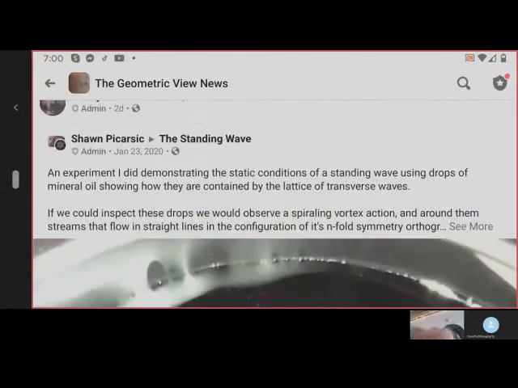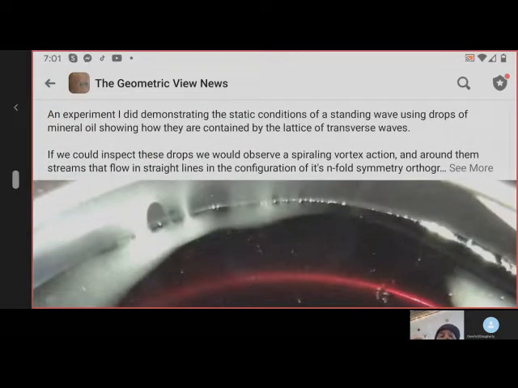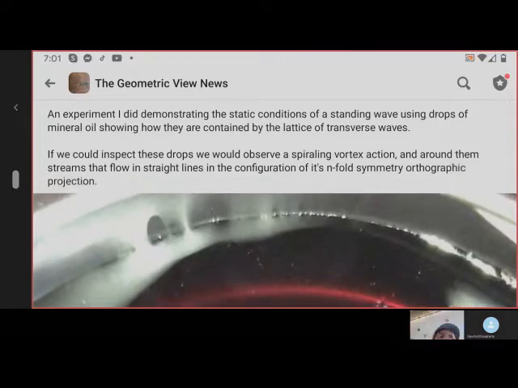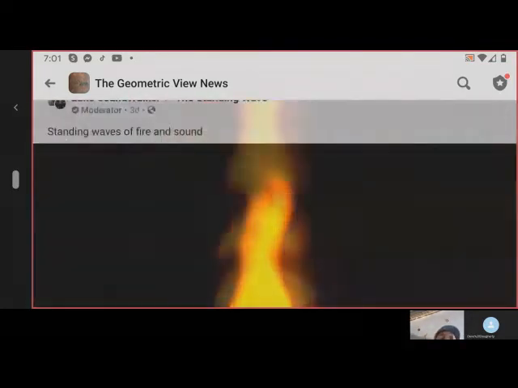And he goes on, this is Sean Pekarsik, friend of mine, an experiment I did demonstrating the static conditions of a standing wave using drops of mineral oil, showing how they are contained by the lattice of transverse waves. If we could inspect these drops, we would observe a spiraling vortex action, and around them streams that flow in straight lines in the configuration of its n-fold symmetry orthographic projection.